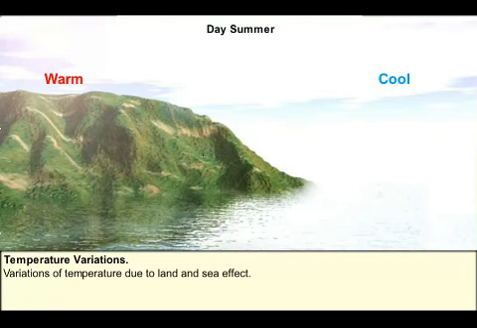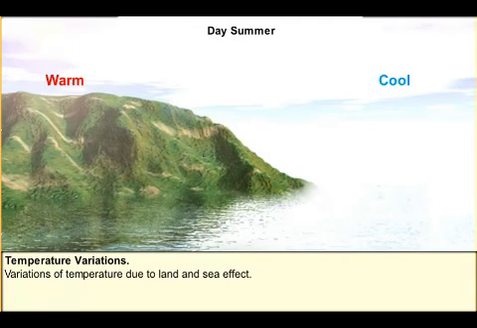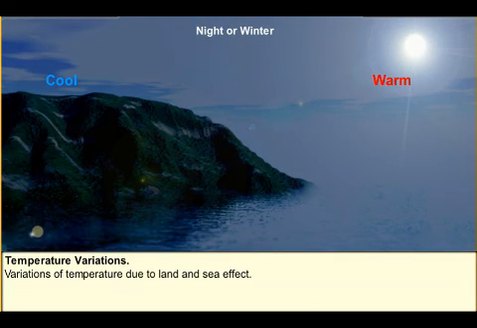During the day and in the summer months, the land will be hotter than the sea. But during the night and in the winter months, this situation is reversed. The sea will generally be warmer than the land. This difference in temperature over the land compared to the sea is the cause of such things as sea breezes and land breezes. These will be looked at more closely in the lesson on winds.